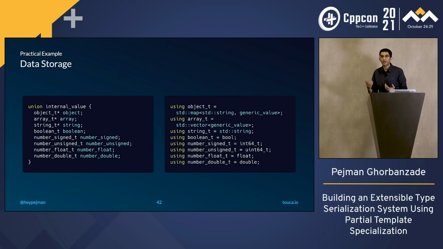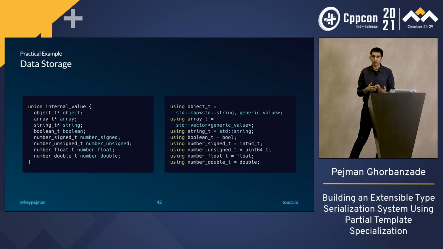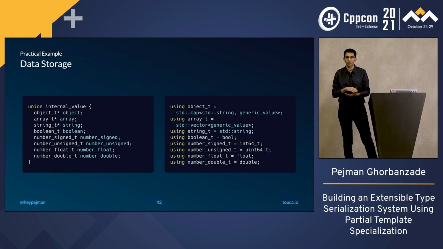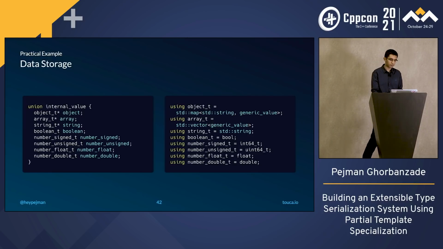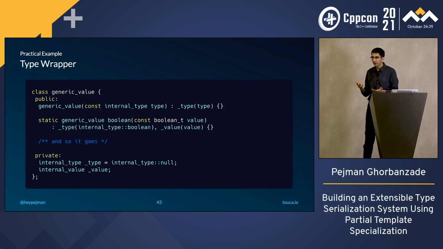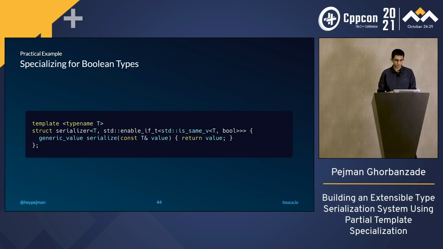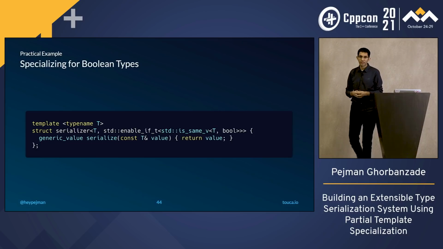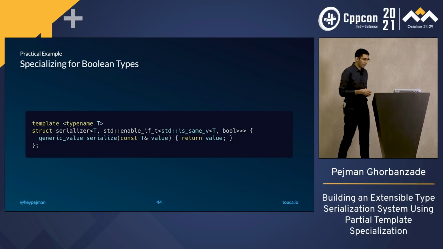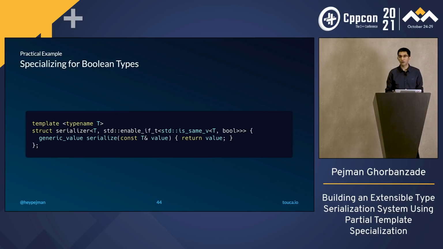Now, we can either use a std variant if we can, or in the very basic case, we can just use a union and a type. Then we can create a type wrapper to make sure that our booleans and numbers have a way of being representable through a simple type interface. By defining that, we can say, here is our specialization for a Boolean value. Notice that we are writing four lines of code just to explain how a value of a Boolean type should be handled.